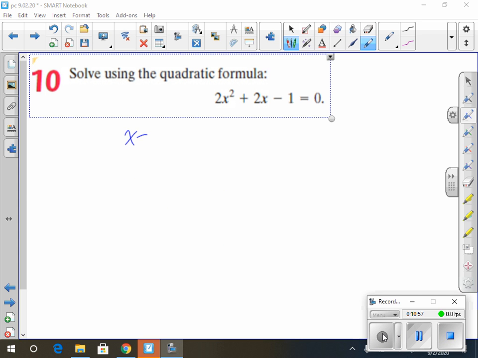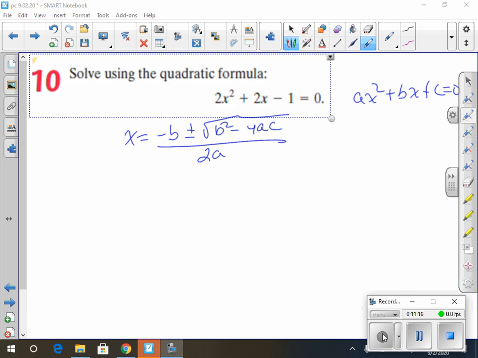Quadratic formula, remember x equals negative b plus or minus the square root of b squared minus 4ac all over 2a, if this is in ax squared plus bx plus c equals 0 form, which it is. So we're going to go ahead and plug that in. X is equal to negative b, negative 2, plus or minus the square root of 4 minus 4 times 2 times negative 1, all over 2 times 2.